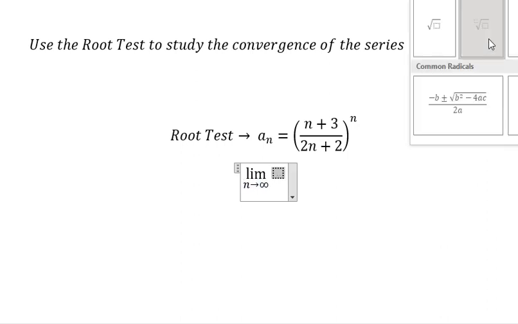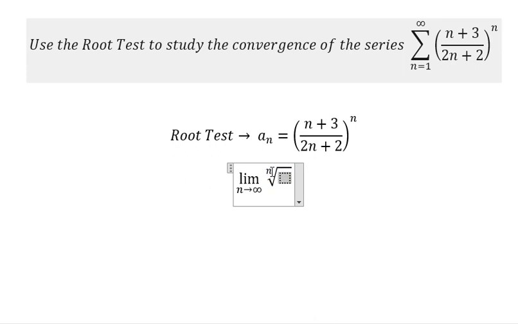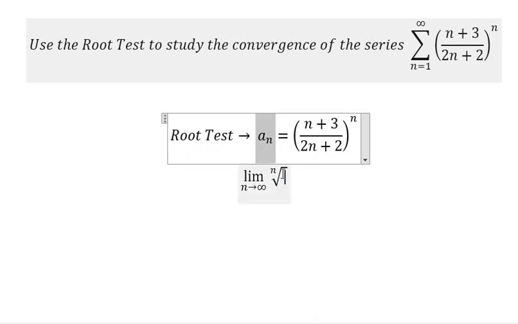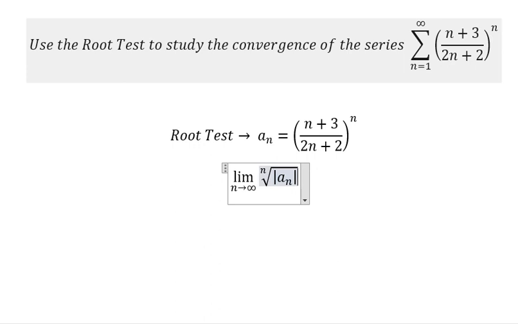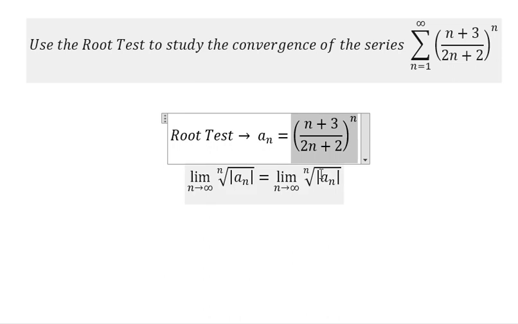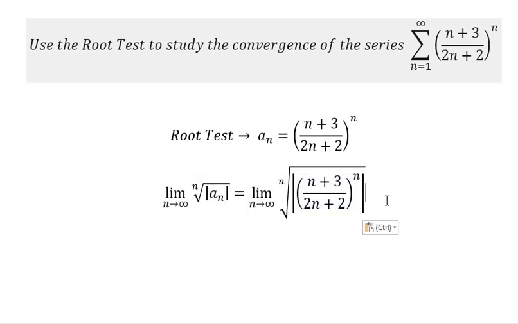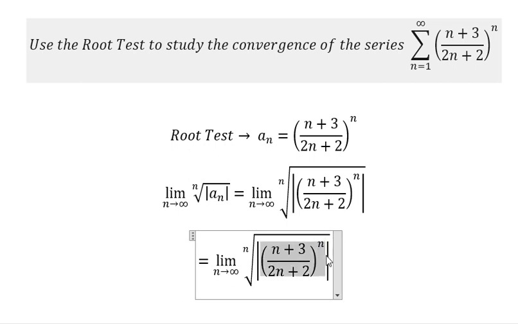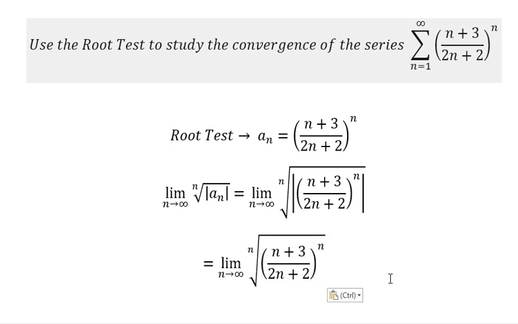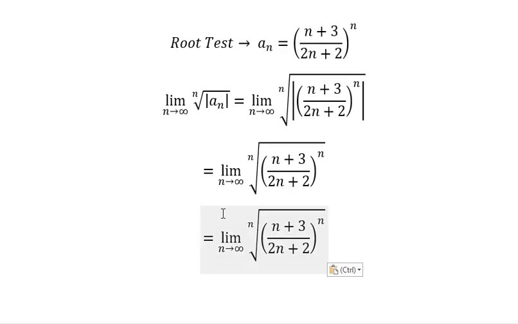So we have the nth root of the absolute value of a_n. In this situation I will put this one going here. However, we know that all the values inside of this one are positive, so we can cancel the absolute value, and we have it like this. The power n with the nth root simplifies, and we have it like this.